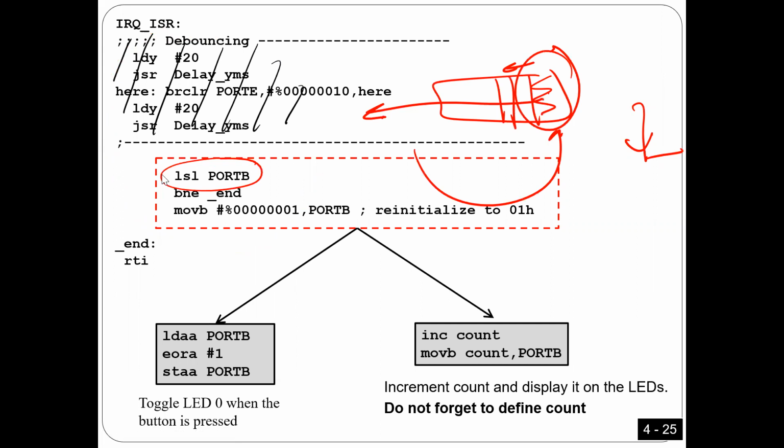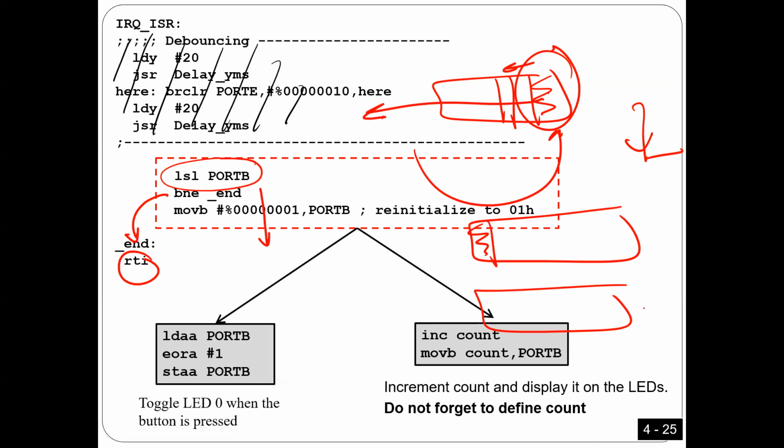So now I'm going to shift it to the left, and if it is not equal to zero, you jump to here, and then RTI, I am done, right? If it is zero, it's going to go this way. When it is zero, port B is going to be zero. Then I'm going to turn the first one back on, so that every time you shift all the way to here, it goes back to shift again. Any questions?